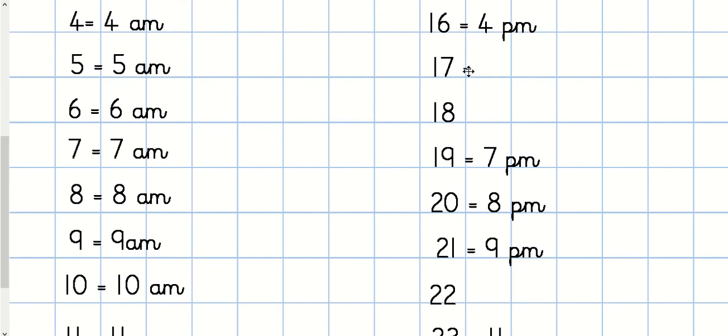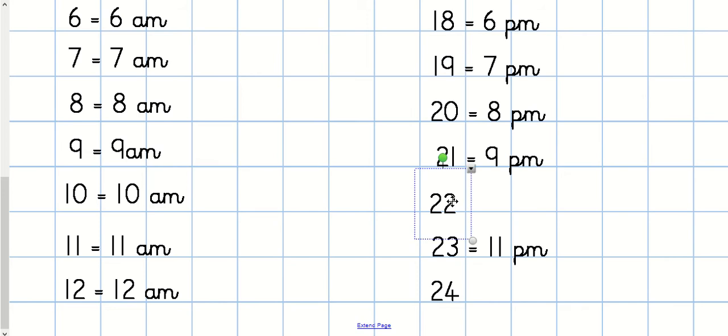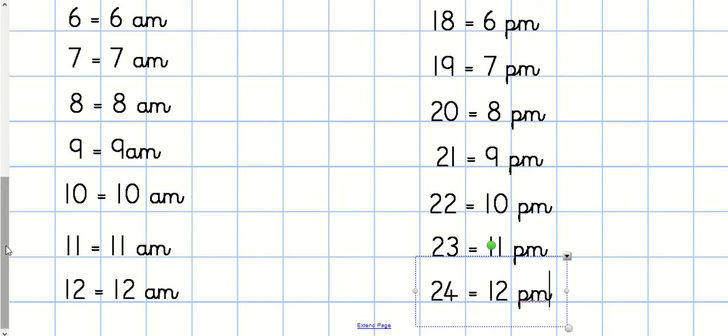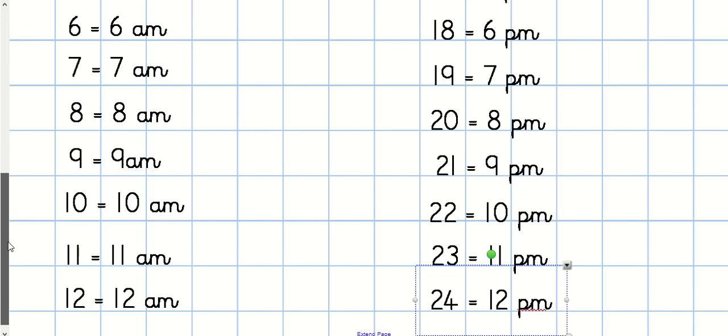Now that you've had a go, let's fill in the blanks. If 16 equals 4 PM, 17 is going to equal 5 PM. 18 is going to equal 6 PM. If 21 equals 9 PM, 22 is going to equal 10 PM. And 24 is going to equal 12 PM. Well done for going through this with me. Really, really good job.